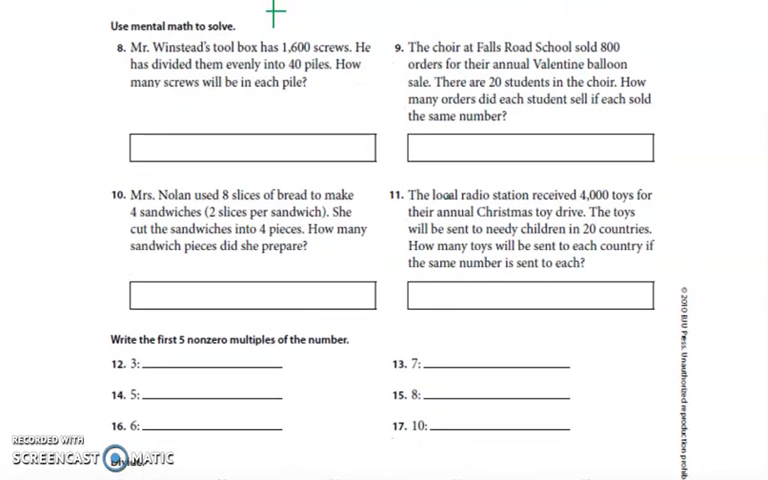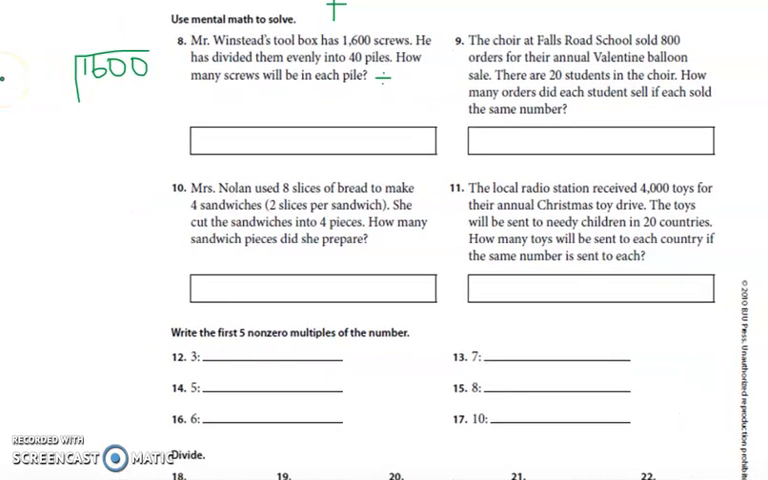word problems. Mr. Winstead's toolbox has 1,600 screws. He has divided them evenly into 40 piles. How many screws will be in each pile? This is a division question. Mr. Winstead has 1,600 screws, and he's going to put them into 40 piles. And we're going to divide now.